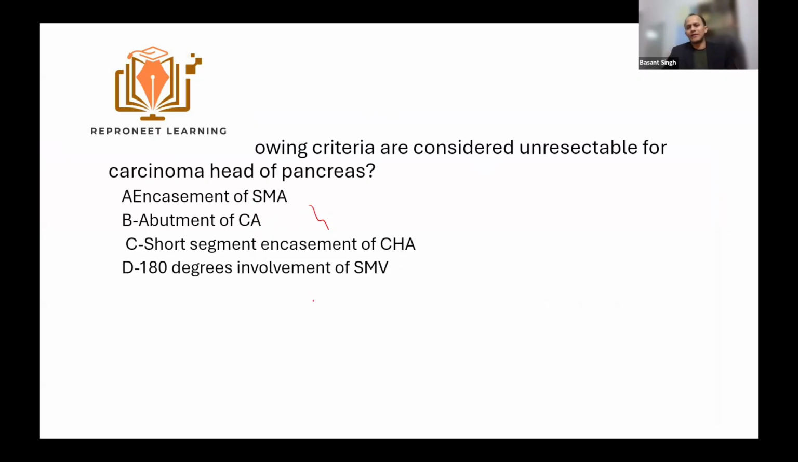So if you want to define resectability in pancreatic cancer, you have arterial definition, you have venous definition. Okay. Arterial definition is very simple. So if you're dealing with the head of pancreas, you have only two arteries to deal with. One is your celiac axis, other is your superior mesenteric artery. So any contact with the artery, if the tumor has any contact with the artery, it becomes borderline resectable.